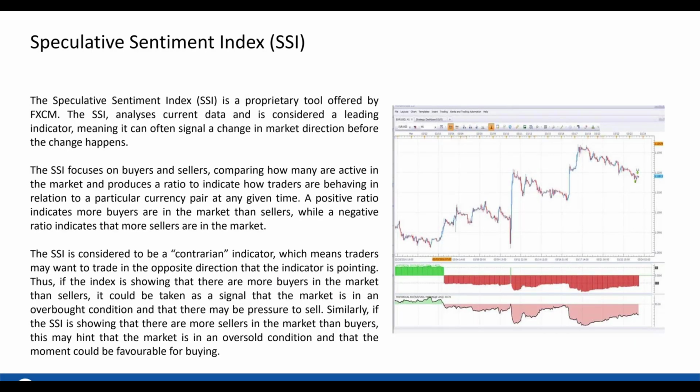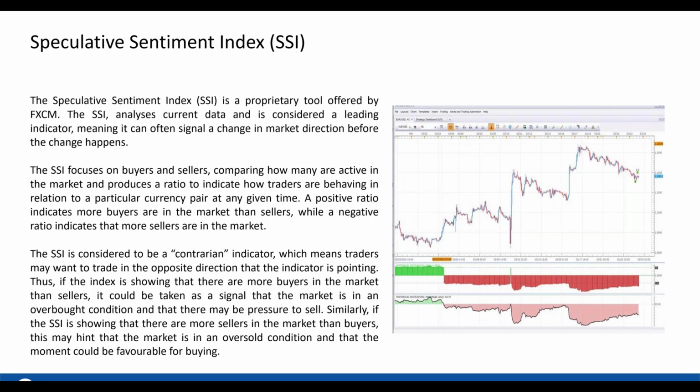Speculative Sentiment Index, or SSI. The Speculative Sentiment Index is a proprietary tool offered by FXCM. The SSI analyzes current data and is considered a leading indicator, meaning it can often signal a change in market direction before the change happens.